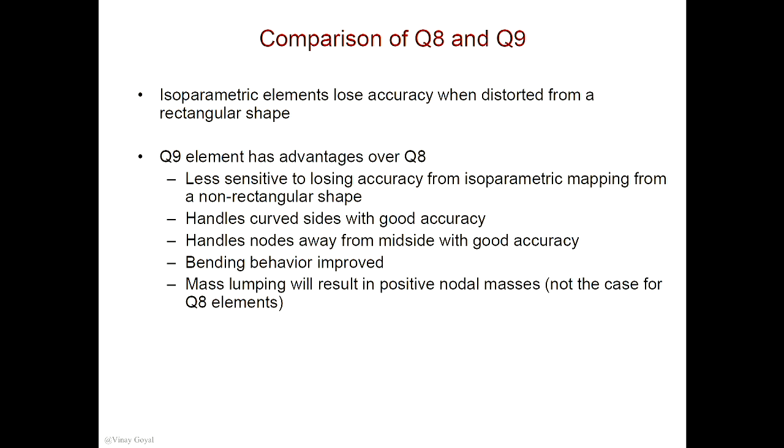Remember mass lumping in dynamic problems? Q8 elements will give you some negative nodal masses. With Q9, you basically get a lumped mass that's positive, and that's actually advantageous for stability.